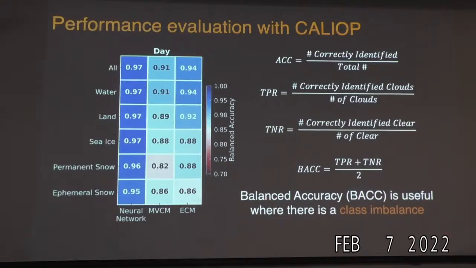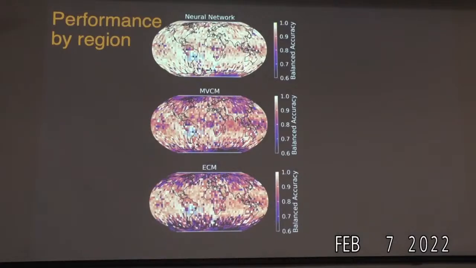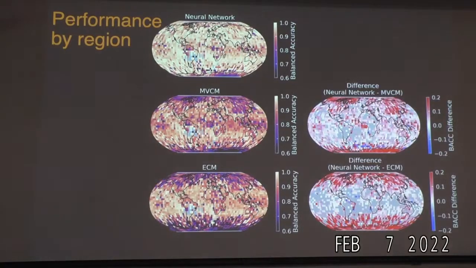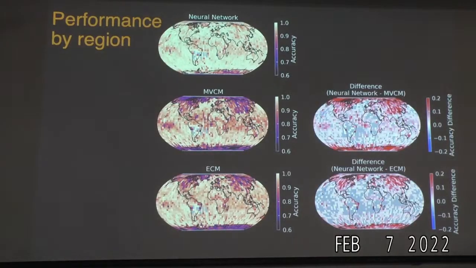So back to this. The neural network outperforms both operational models over all surface types we looked at, particularly over sea ice and snow. We can look at the nighttime results, similar story, outperforms all models, especially over sea ice and snow cover. We can look at performance by region. We're looking at the neural network on top, ECM in the middle, VCM on the bottom. We'll look at the difference between the neural network and the two operational models, where red indicates improvement. We see that most improvement is in the middle and high latitudes. We can also look at regular accuracy, since that's sometimes more intuitive for people. And it's a similar story. Most improvement in the middle and high latitudes for both these models.